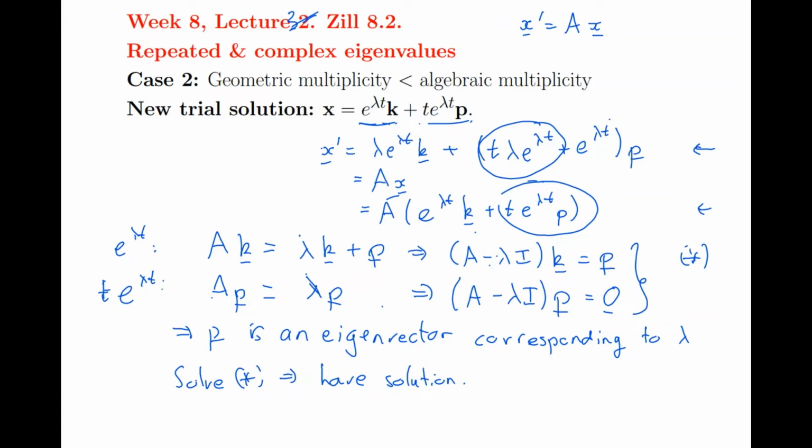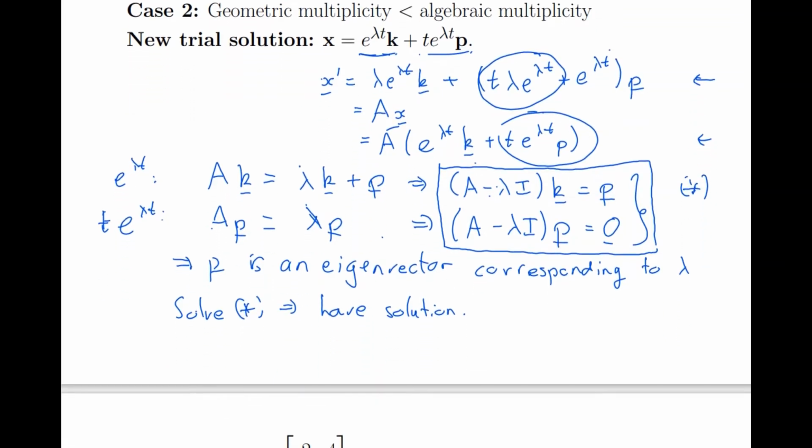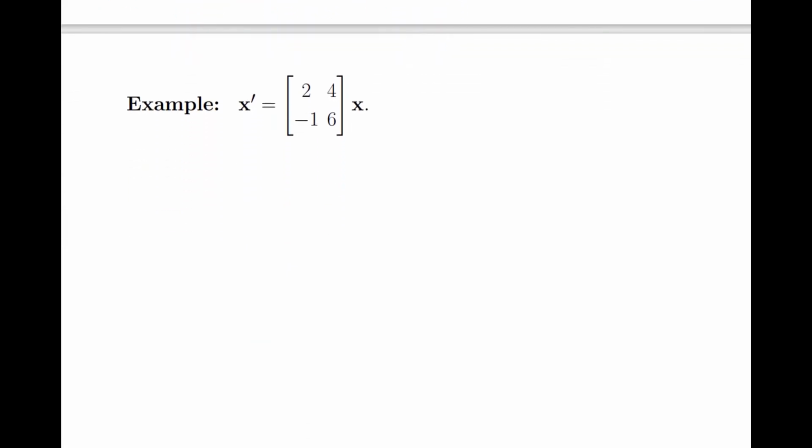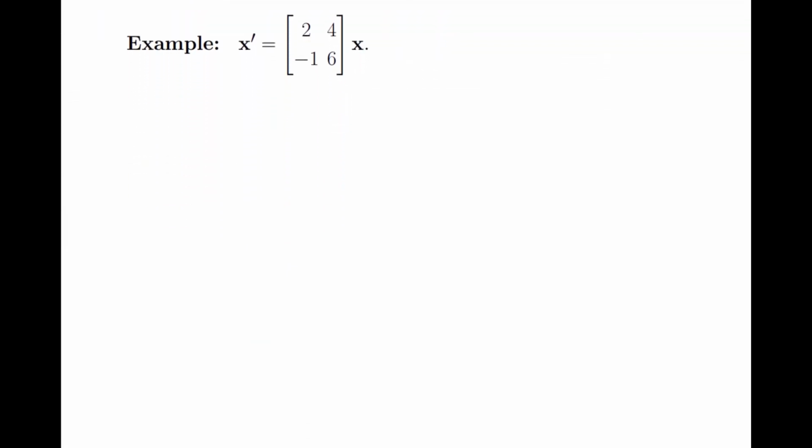So you don't need to go through this derivation every time, but you do need to remember what the solutions look like, and you do need to be able to solve these two equations in a particular example, which is what we'll do next. So here is an example, 2 by 2 case, which has been carefully chosen exactly to illustrate this phenomenon.